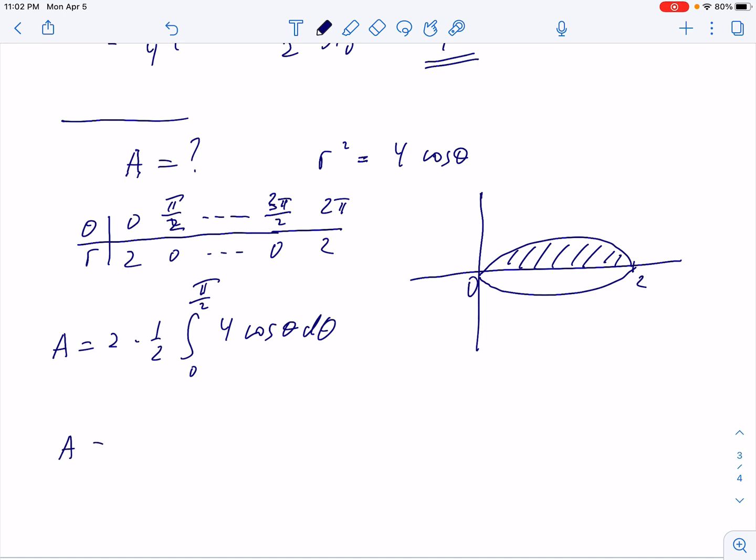Okay, computing the area, we have 4 times sine theta between 0 and pi over 2, which gives 4, just 4. This is it.